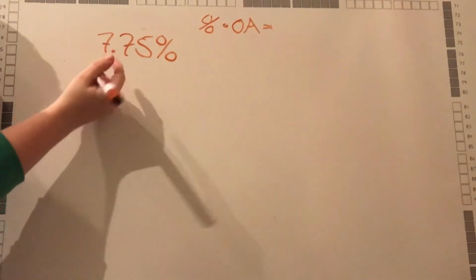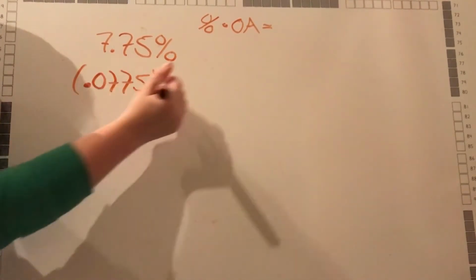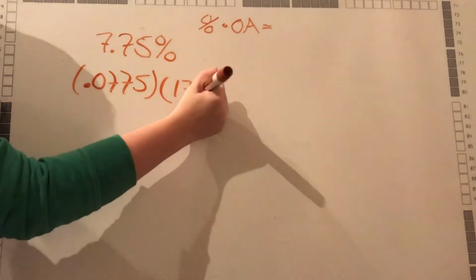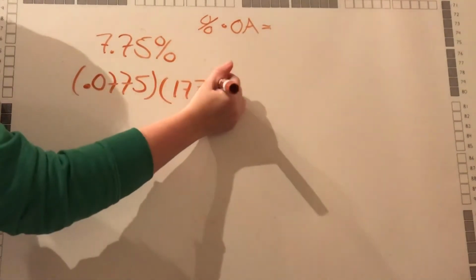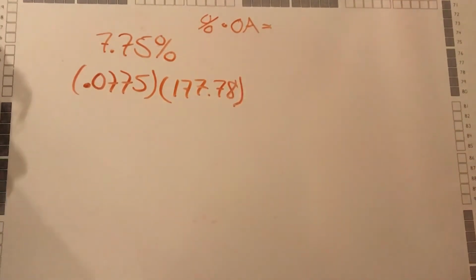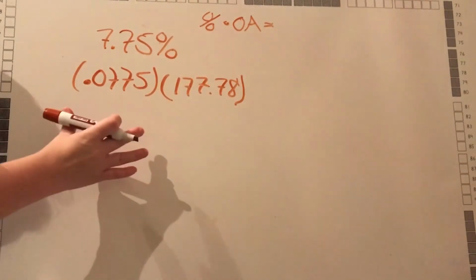Well, first, we're going to turn this into a decimal. So 0.0775 times 177.78. This is one of those moments when you can use a calculator. We've got a lot of numbers going on.